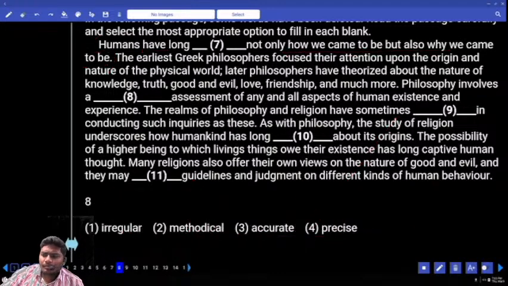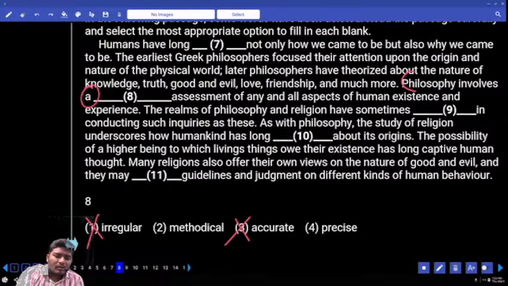Next, philosophy involves a dash assessment. How many options shall we eliminate first? Eliminate two options. What are they? Irregular and accurate. Why? A must be combined only with the consonant sounds. Now we have methodological, another one is precise. Both of them are adjectives. We have assessment. Assessment is nothing but to analyze or test something.